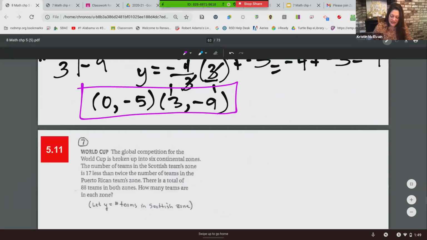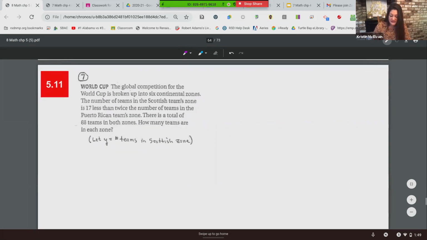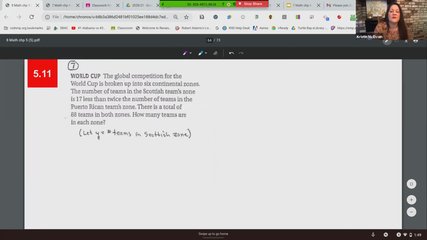Number 7, last one. And this is for the World Cup. The global competition for the World Cup is broken up into 6 continental zones. The number of teams in the Scottish team zone is 17 less than twice the number of teams in the Puerto Rican team zone. There is a total of 88 teams in both zones. How many teams are in each zone?